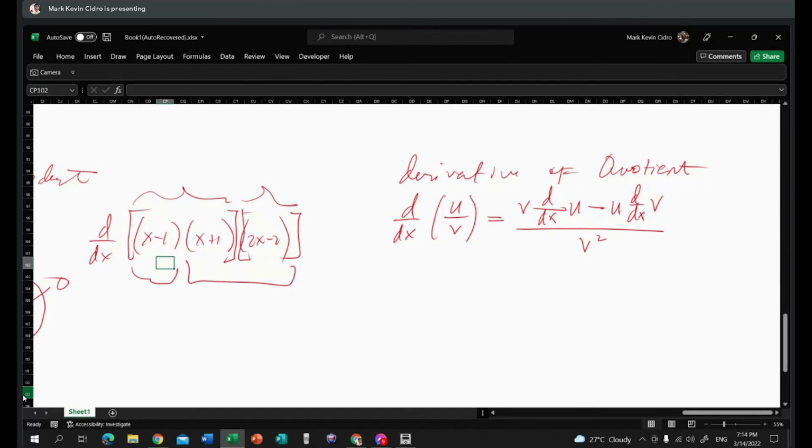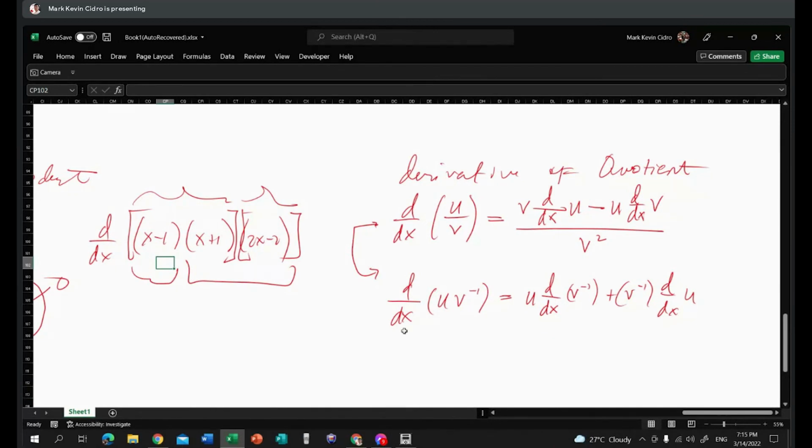Okay? Or, if you forget, this can be written as d over dx, u times v raised to negative 1. Right? Then, if you apply the product formula, this will be u derivative of v raised to negative 1 plus v raised to negative 1 derivative of u. These two should have the same answer.